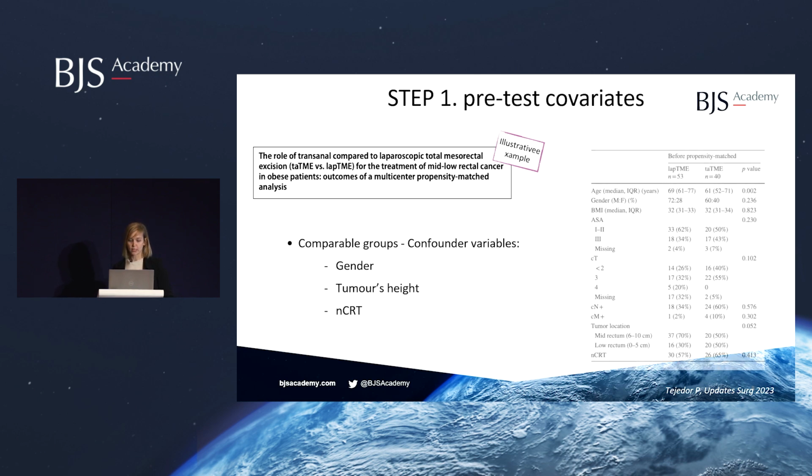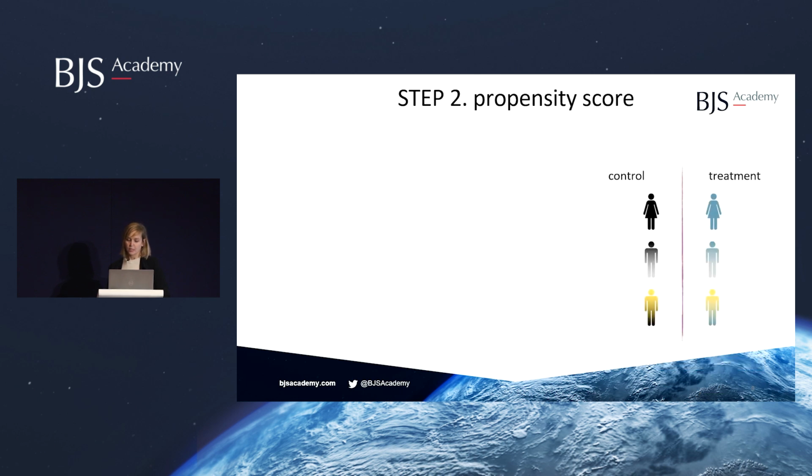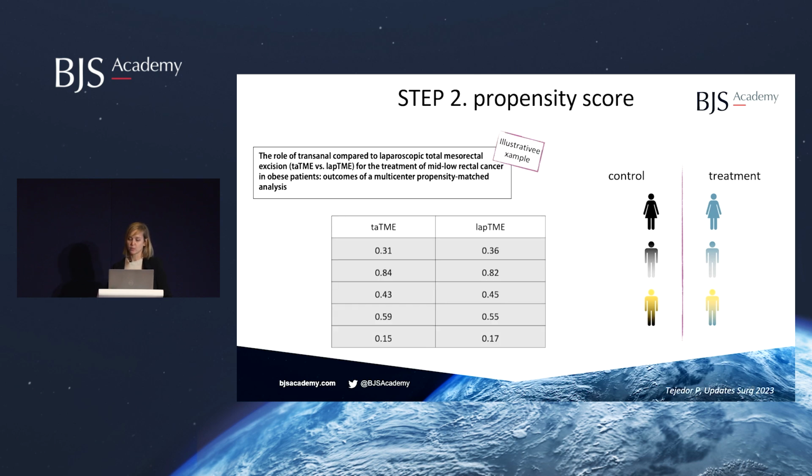However, as we can see here, before the matching process in this study, there is an important difference in these three covariates. So then the second step, the propensity score, will be based on the set of covariates we have selected. The propensity score will be estimated by the software, often using logistic regression.